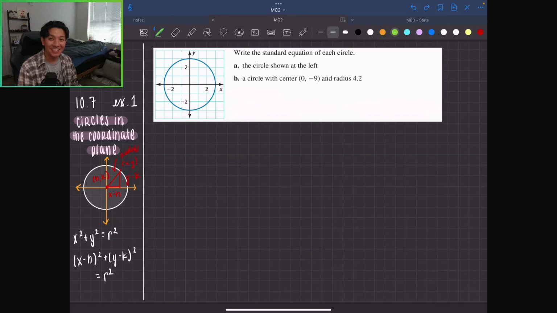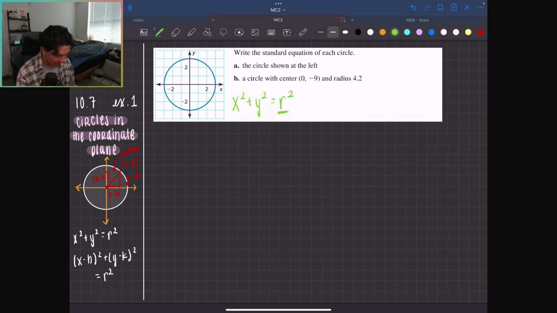All right, in this next section, we're going to be going over 10.7 circles in the coordinate plane. Basically, what do we do with circles when they're on a Cartesian plane such as this one? For this first example, we're going to talk about the equation of a circle. So the equation of a circle is simply x squared plus y squared equals r squared. R meaning our radius squared, okay?